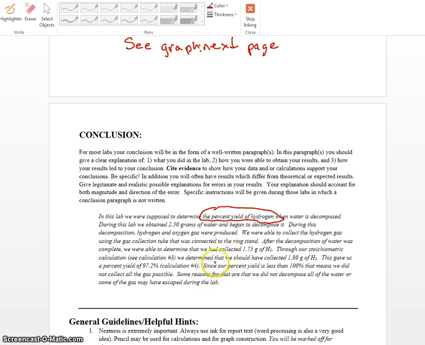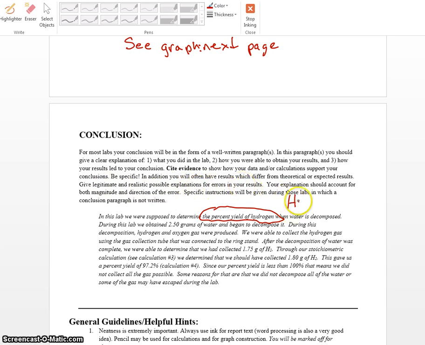Additionally, we will often ask you to analyze the error, and you should talk about the error. Sometimes you will be asked to do an error analysis that is like a percent error or a percent yield or something like that. And then we'll ask you to explain that error. You can see right here it says give legitimate and realistic possible explanation for error.